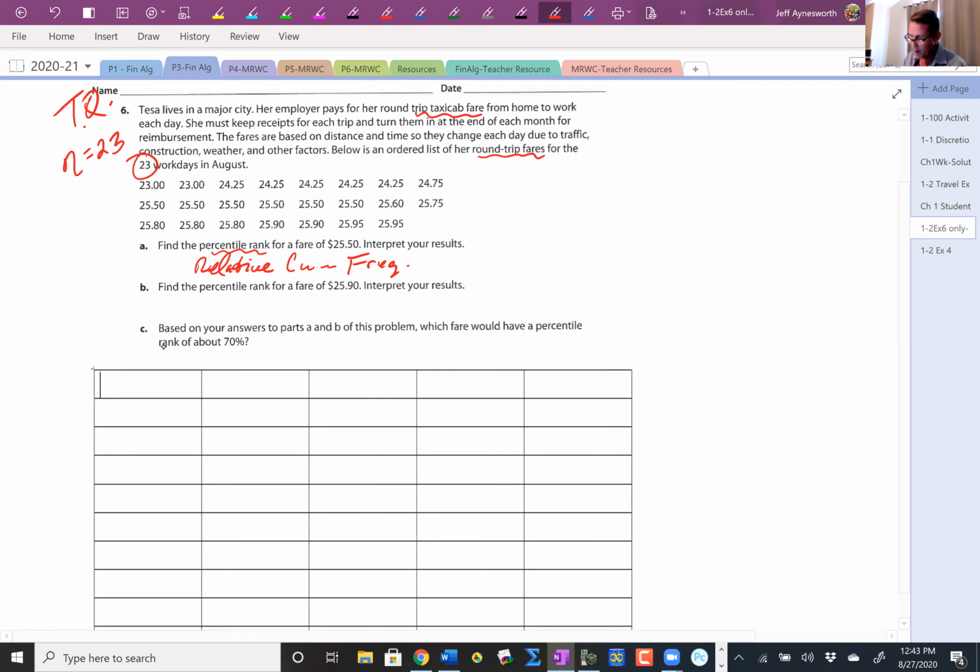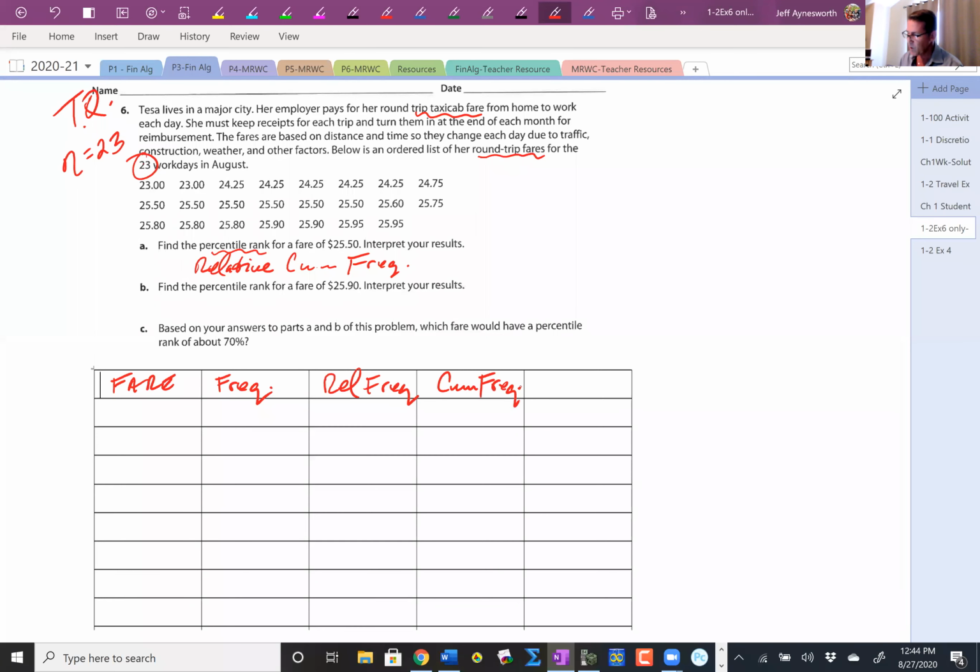So I'm going to put fare here. You're going to have to set up your own table. I'm digital and I've already worked on this, so I already had my table set up. What we want to do is have the frequency next. So frequency here, and then we're going to go relative frequency. We'll just follow the order of our example in our notes, and then cumulative frequency. Again, I'm following the notes that we went through in the second lesson.